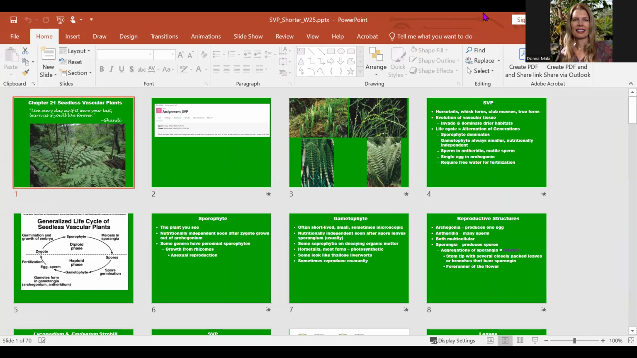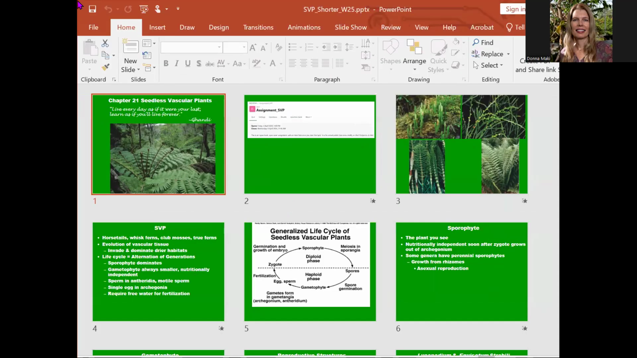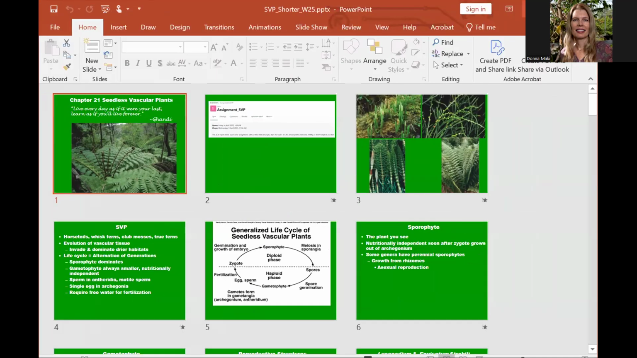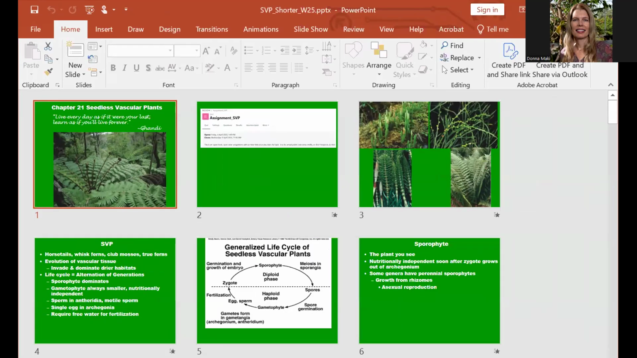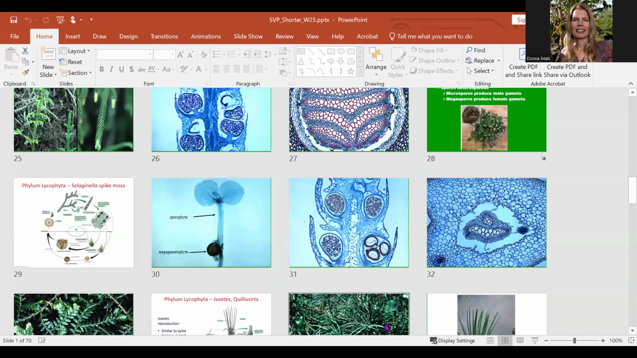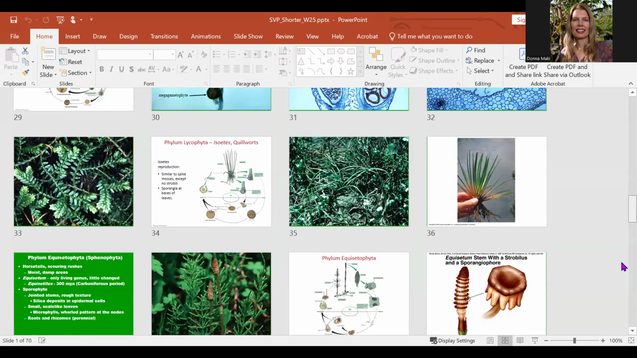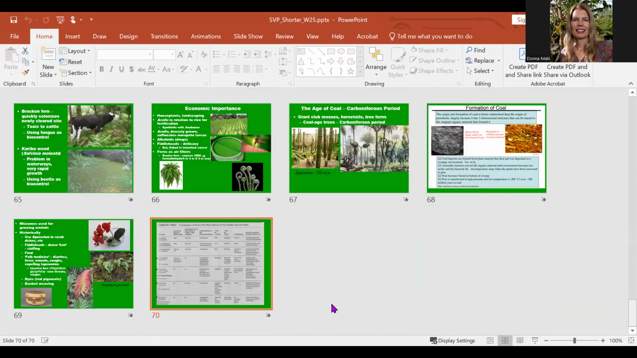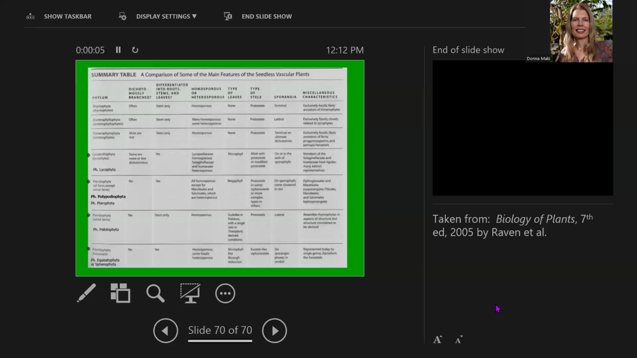Seedless vascular plants. What do we want to know? What are all the phyla we need to know for this one? Let's go to the last slide where it has that table. The asterisked ones here: Lycophyta, Polypodiophyta, Psilotophyta, and Equisetophyta.